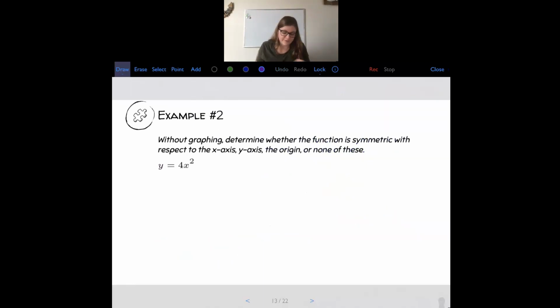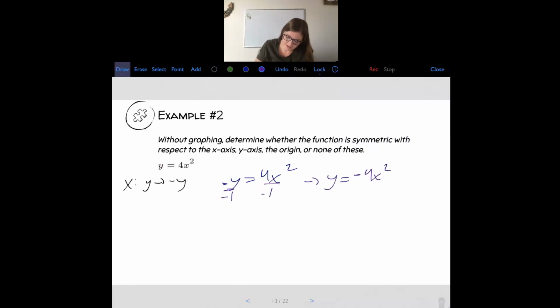Example 2, without graphing, determine whether the function is symmetric with respect to the x-axis, y-axis, the origin, or none of these. So again, x-axis, we take y and replace it with negative y. So we would have negative y is equal to 4x squared. Solve for y to compare it to the original. Oops, that should be negative 1. And we would have y is equal to negative 4x squared. Okay. It's not the same as the original. The original is y is equal to positive 4x squared, so it's not symmetric with respect to the x-axis.